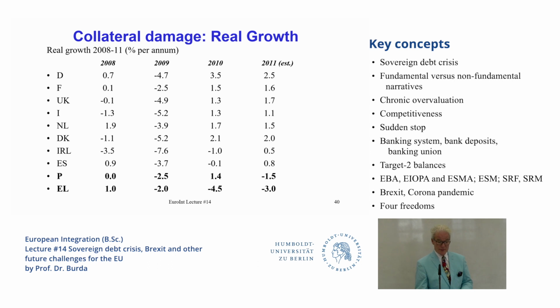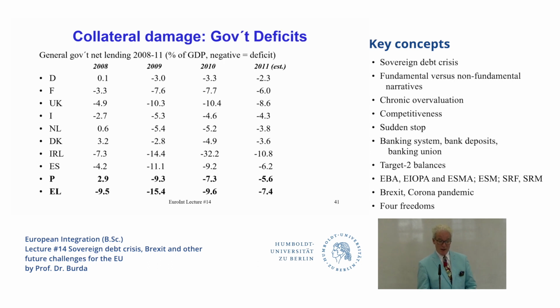So by 2011, we see that falling real growth in this table is matched by rising government deficits. Negative sign means deficit. And you can see that the Irish deficit to GDP ratio in 2010 was 32%. And this is because in that year, Ireland borrowed a lot of money in the capital market to bail out its banks 100%, to bail out all depositors 100%, in the name of defending their reputation.